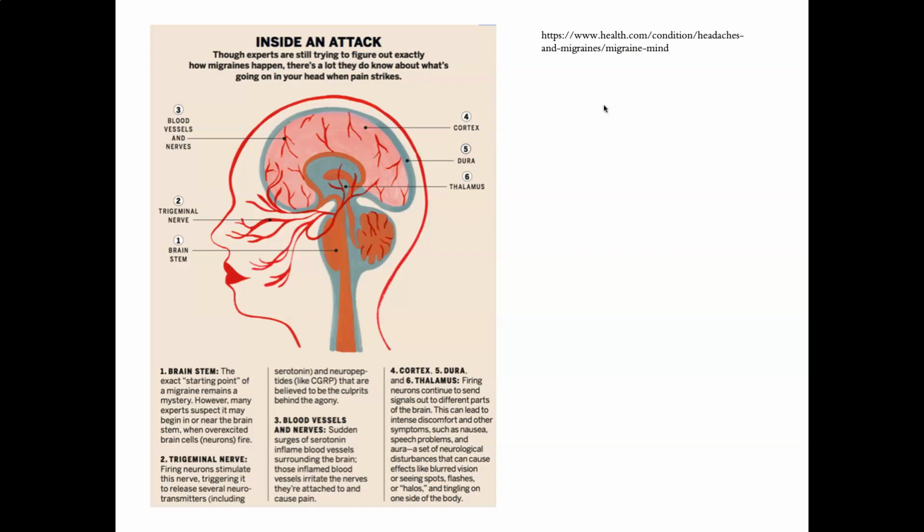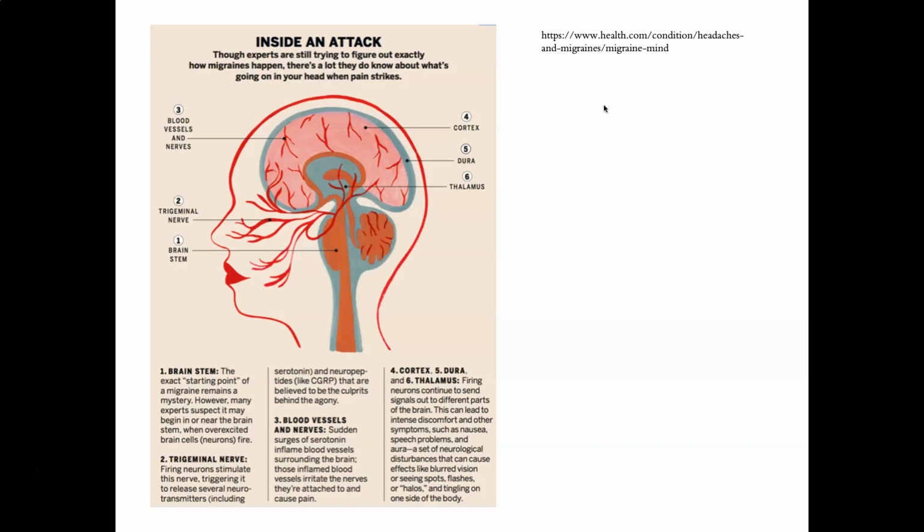The next several slides, I found this great article about migraines and what they're learning about migraines and how much it is changing through the research that's being done. For instance, here it talks about the brainstem, that the exact starting point of a migraine remains a mystery. However, many suspect it begins in or near the brainstem when overexcited brain cells or neurons fire. And then from there, they stimulate the trigeminal nerve, triggering it to release several neurotransmitters, including serotonin and neuropeptides that are believed to be the culprits behind the agony.